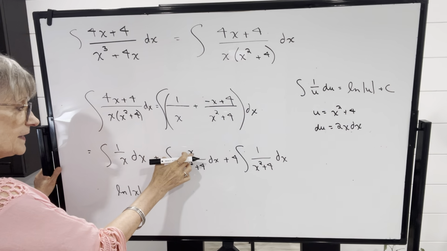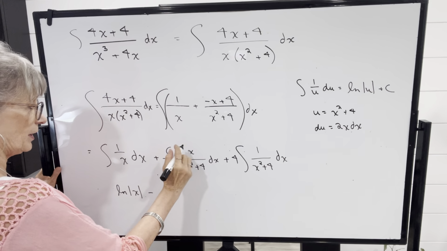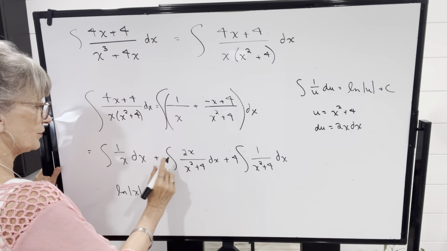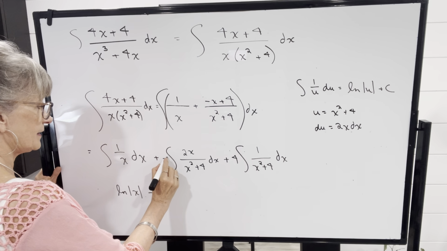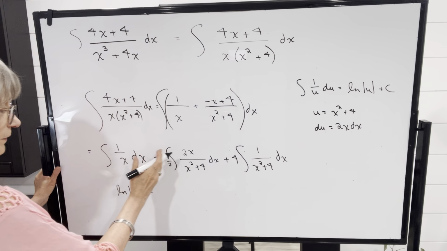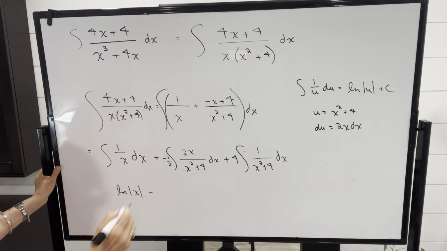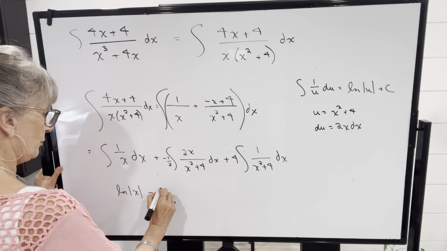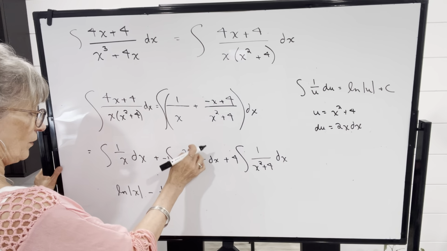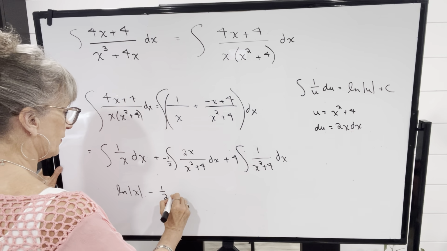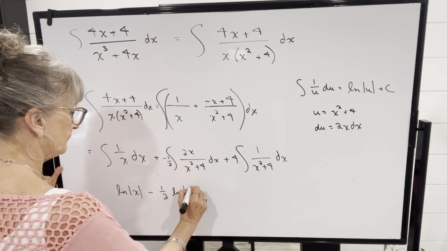I have the x part, which is the most important part. I just need to introduce a coefficient of 2. And as long as I balance that with a coefficient of 1/2 outside, so I haven't changed the value, I can now integrate this. So it will be 1/2. I have 1 over u du, so it'll be the natural log of u.